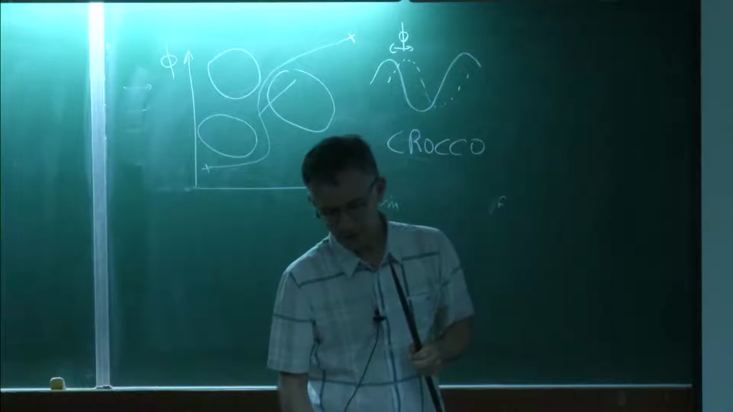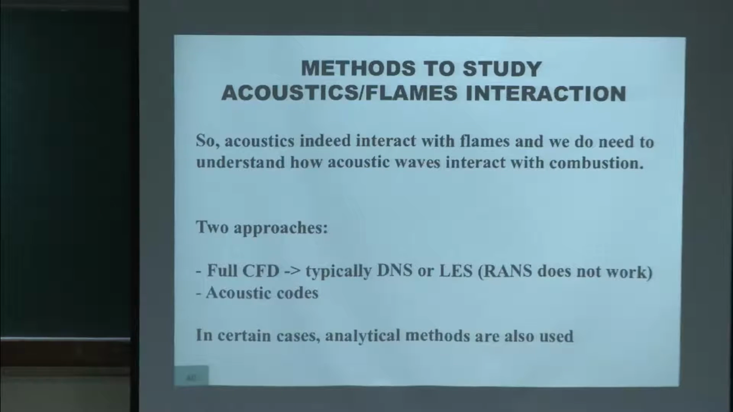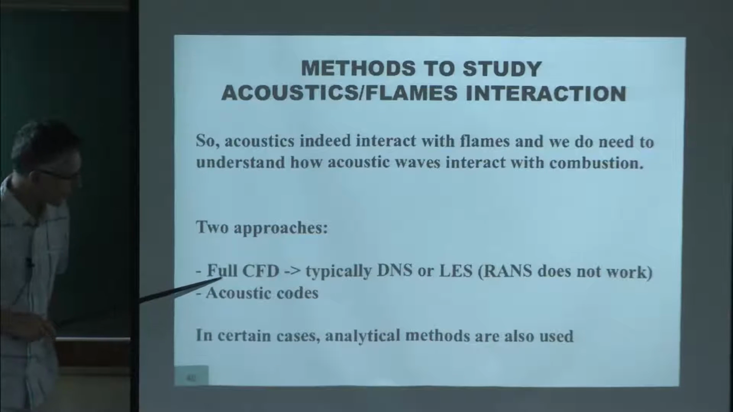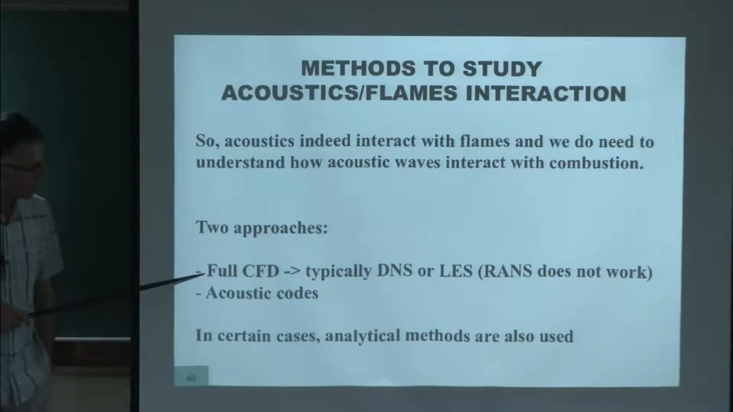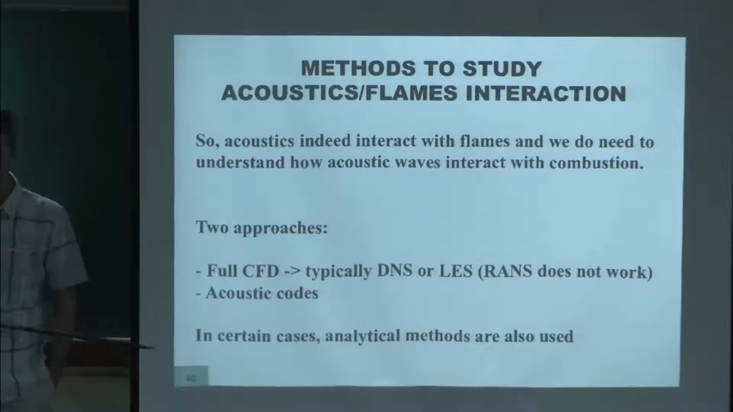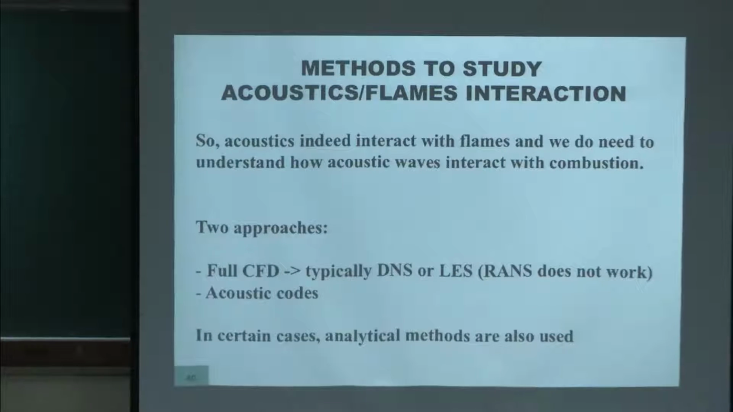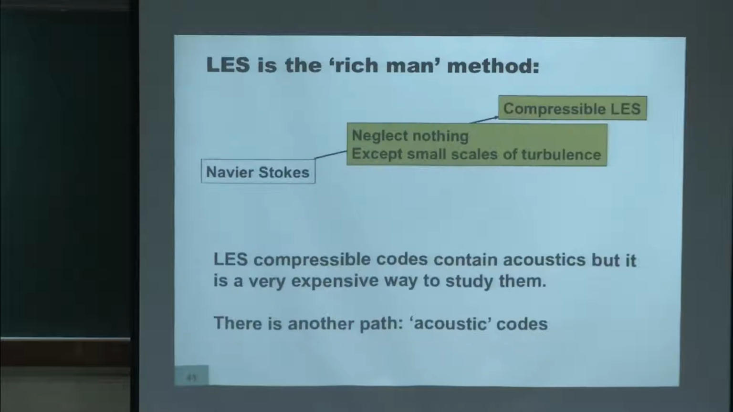Okay, so let's go now to the methods. There are two classes of methods to do studies of combustion instabilities. The first one is full CFD, and the other one is what we call acoustic codes. Acoustic codes are actually, if you simplify them even more, you can go to what I will show to be analytical methods, something you can do by hand.